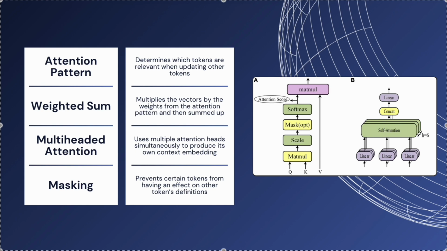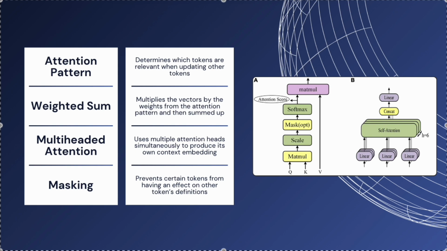There are many different operations occurring in the attention block, such as the attention pattern. The attention pattern determines which tokens are important to update the meanings of other tokens. The model looks at the relationships between tokens and decides which ones should be focused on to have a better prediction of the next token that should appear in the sequence. The weighted sum is when each vector is multiplied by the weights received from the attention pattern, and then all the values are summed up together to have a refined embedding of the word.